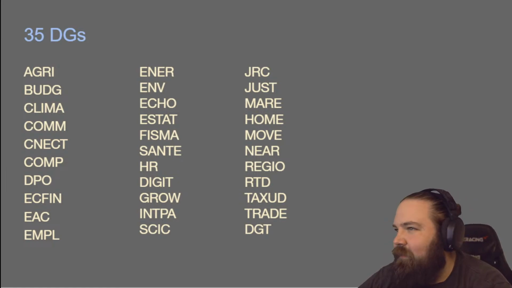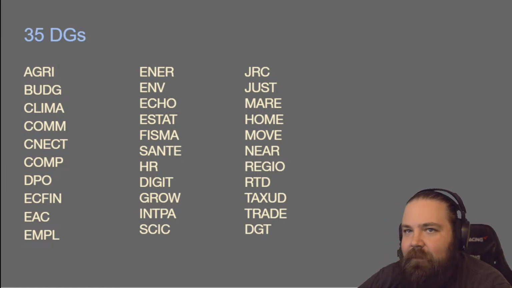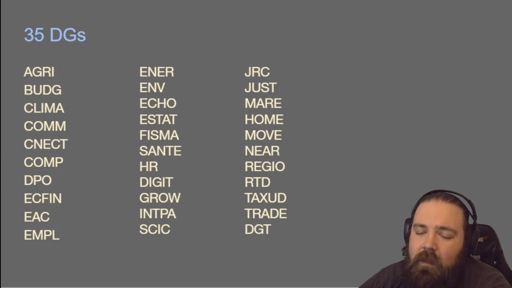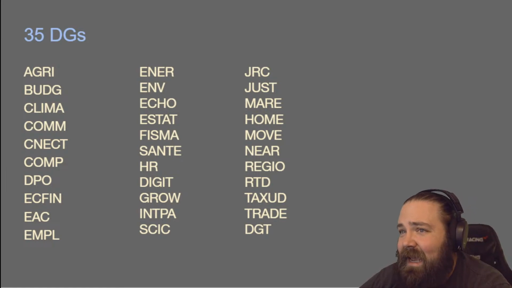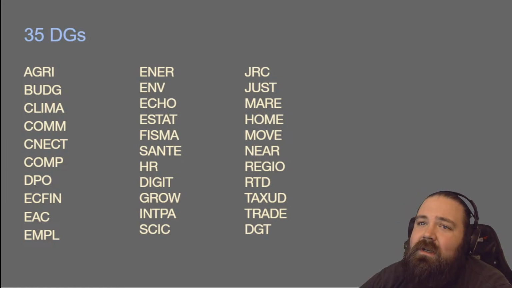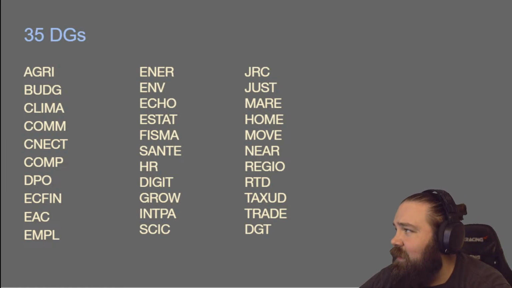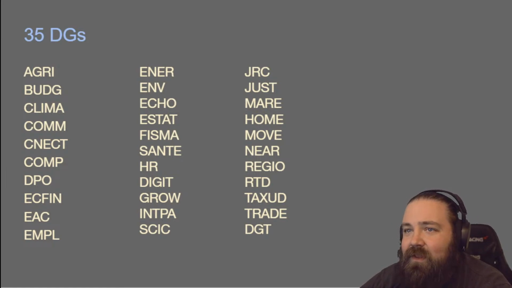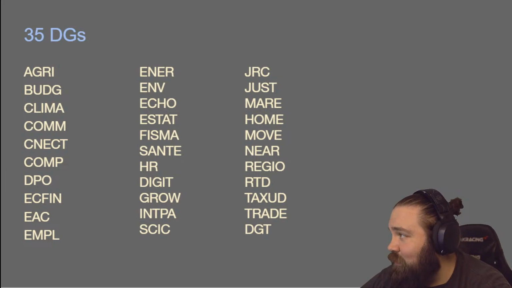Environment works pretty heavily with climate action. They interact pretty well with each other, but they are separate European commissions with separate European commissioners. European Civil Protection and Humanitarian Aid Operations, that's ECHO. They're responsible for international cooperation, dealing with crises, humanitarianism. They're under the remit of the European Commissioner for International Cooperation, Humanitarian Aid, and Crisis Response.